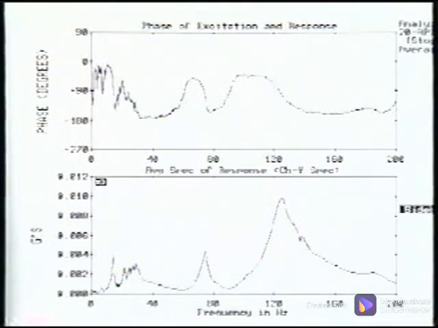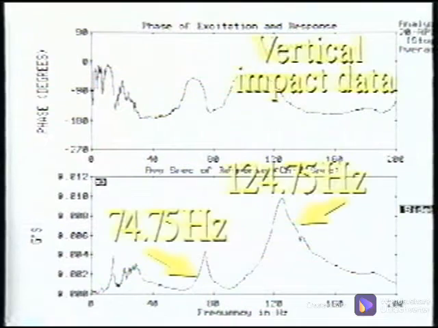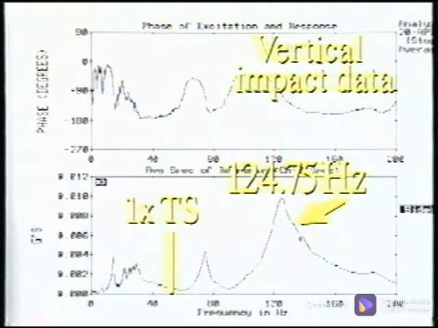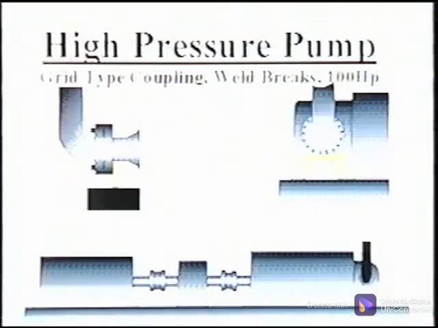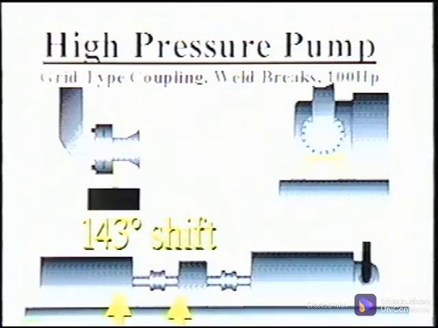Phase data was provided using a multi-channel analyzer. The data from the impact test in the vertical direction does not coincide with the 1 times turning speed of the motor from the initial data. When the horizontal impact data was gathered, it became apparent that the 1 times turning speed was exciting the resonant frequency in the horizontal direction. In an attempt to find the changes in the machine's integrity, the analyst found a significant phase shift, 143 degrees.